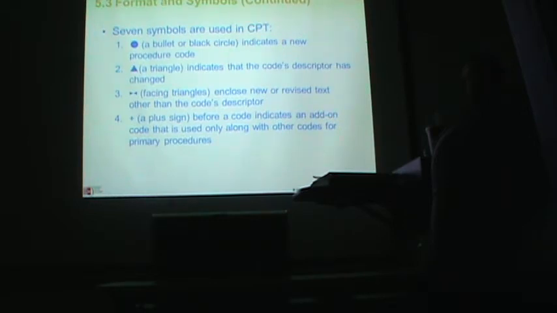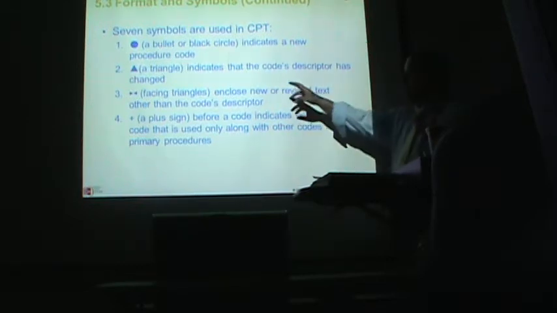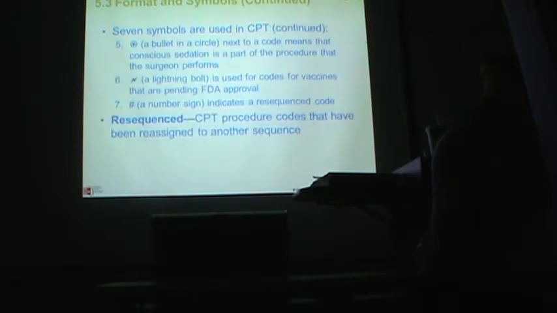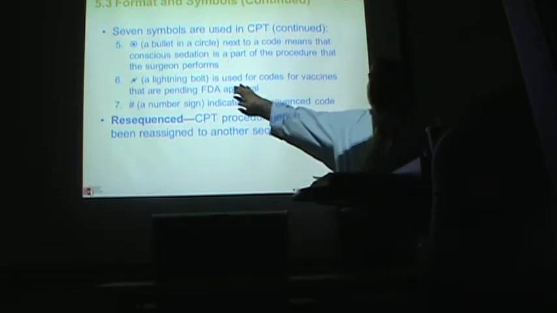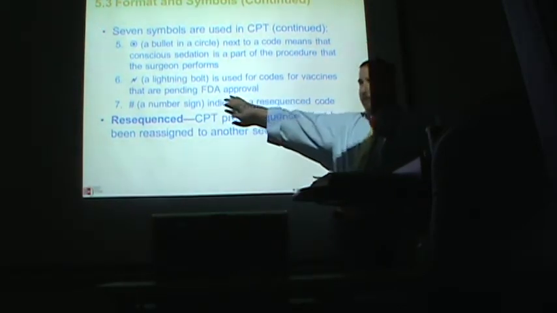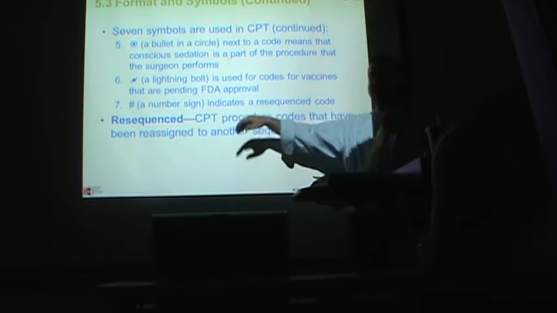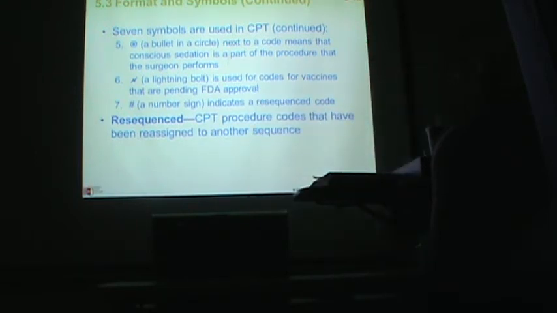These are the symbols that are used. They look very familiar, right? The triangle, the bullet, the facing triangles. They were in the last ICD-9 codes as well. A lightning bolt. Again, that's an attention getter designed to let you know that the particular vaccine that you gave them has not been fully approved by the FDA. So you may have a hard time getting paid for that particular vaccine injection.